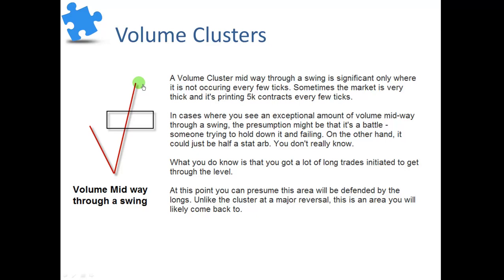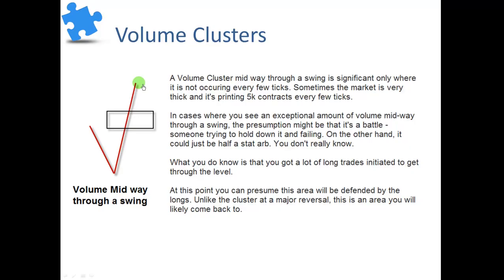Now, a cluster midway through a swing is usually, and probably obviously, accompanied by a pause. Because if an exceptional amount of volume is printing, it's obviously going to take time for that to happen. So when you see a market move up, then exceptional volume print, and then carry on up, you don't actually know why that happened. Now, it could be a failed attempt by bears to hold the market down, or it could just be one half of a large stat arb position being executed.